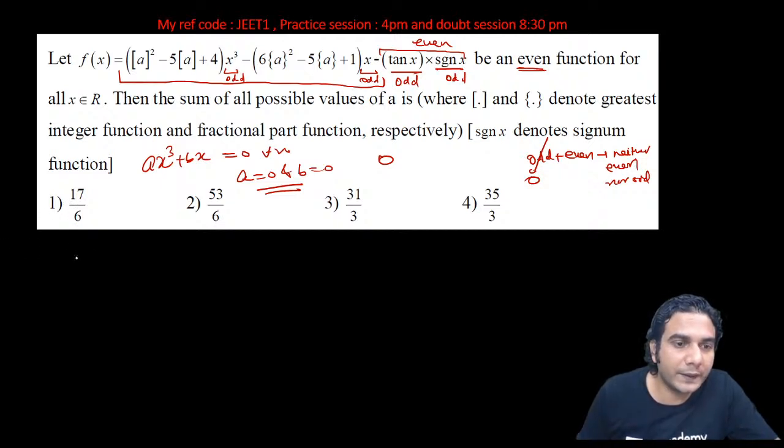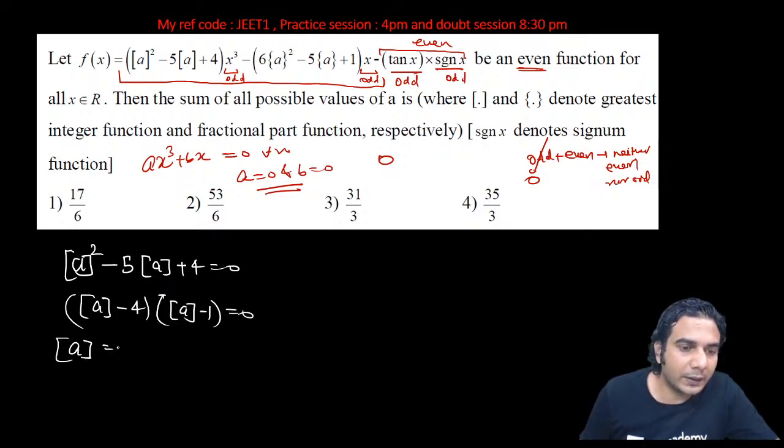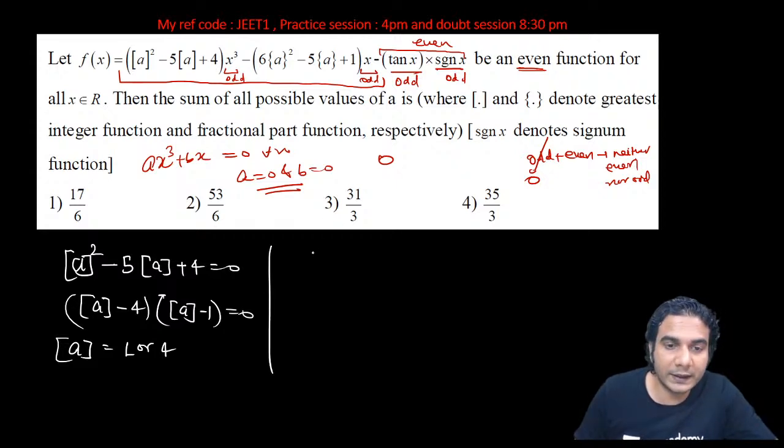So what is the coefficient of x cube? That is greatest integer of a squared minus 5 times greatest integer of a plus 4 is equal to 0. So it's a quadratic. You'll get greatest integer of a minus 4 into greatest integer of a minus 1 is equal to 0. So you get two values of greatest integer, 1 or 4. All right.